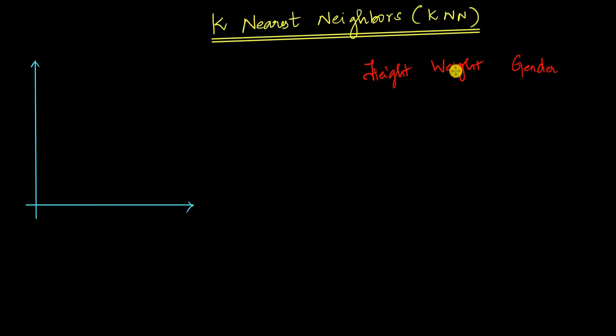And given the height and weight, we'll try to plot this height and weight into our graph. So in our graph, I'll take height on my x-axis and weight along my y-axis. So once I take the height and weight along my x and y-axis, I will try to plot all the values that we have in our data set. So I'll just plot values like this.